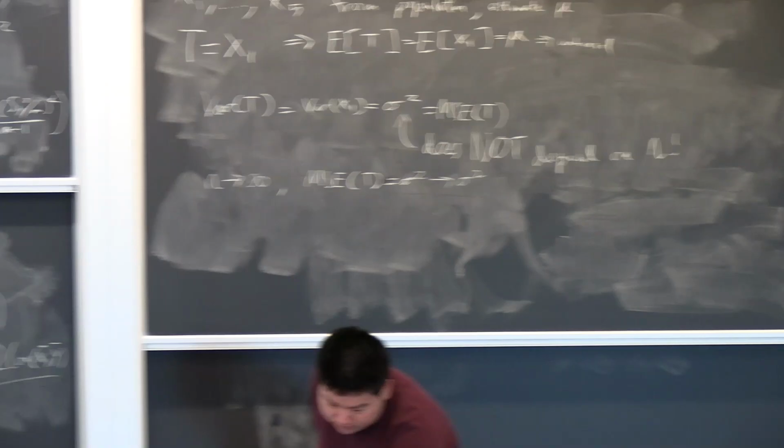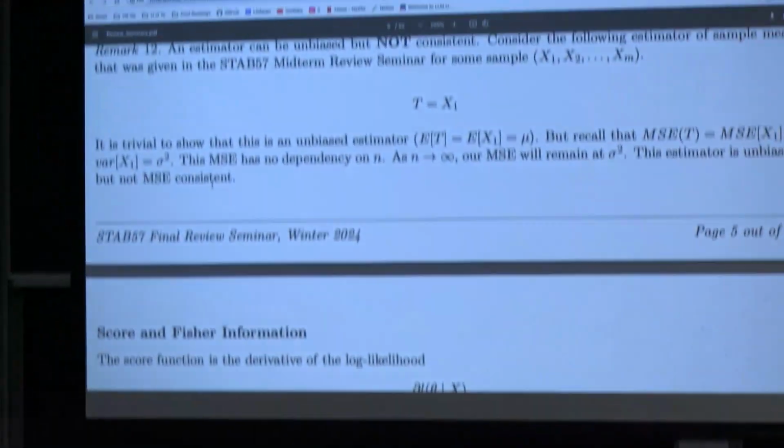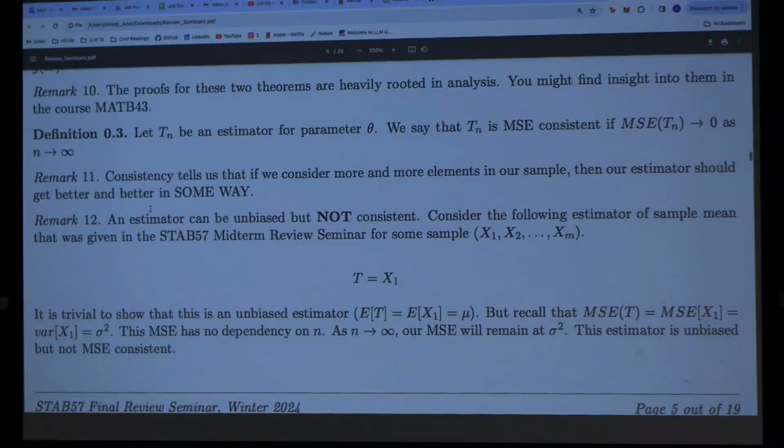Here's the example down here. I just use m in that case. And then we go back to Fisher and score, which Malhar's covered.